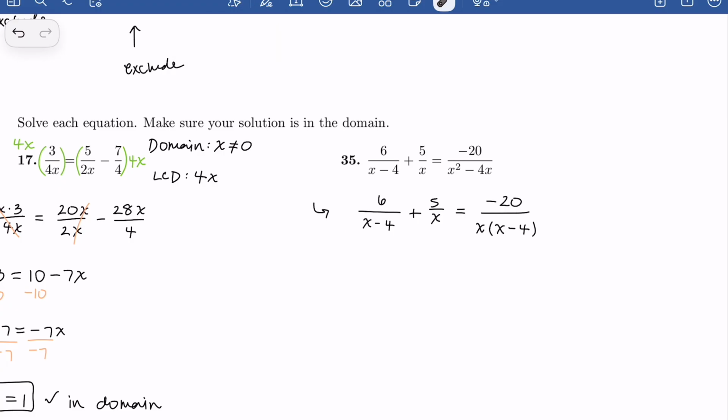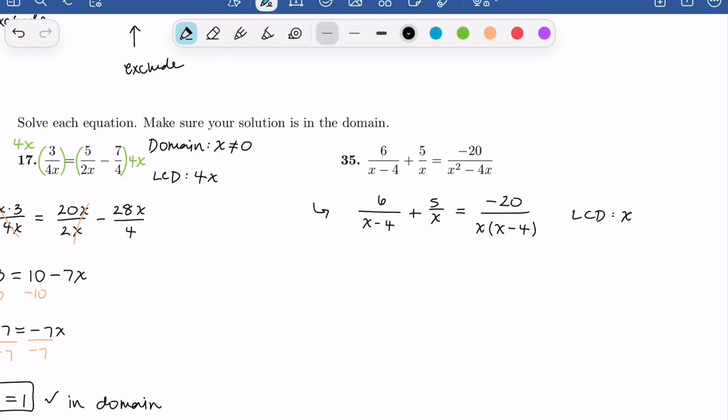All right, so that'll be step one, to make sure that all of our denominators are factored so we can easily see what the LCD is. So remember, the LCD is going to be the product of all of the different factors. Well, one factor of one of our denominators is this. The other factor is this x here. And then our last denominator has both of these factors in it. So our LCD is going to be exactly that. It's going to be x times x minus 4.